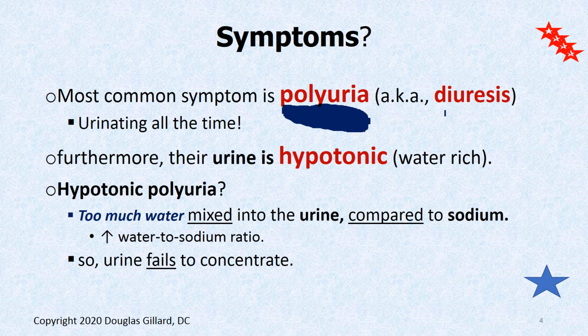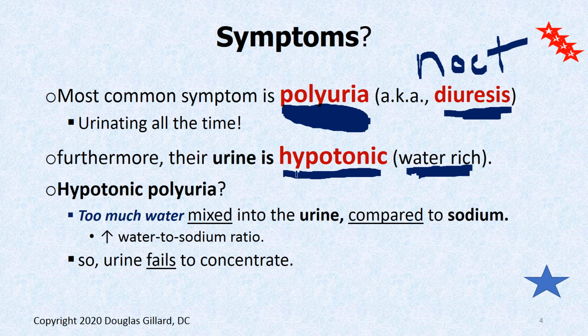But polyuria, aka diuresis, means you're urinating all the time. I could have added nocturia in here. I won't spell it out because it takes me forever to write, but nocturia, so getting up 3 times in the middle of the night is not a good thing. And then the urine, if you don't suck water out of the urine, it's going to be a water-rich urine, water versus sodium. So that's called a hypotonic solution of urine. So the urine is hypotonic. So you get a hypotonic polyuria, right? And everything I just said.